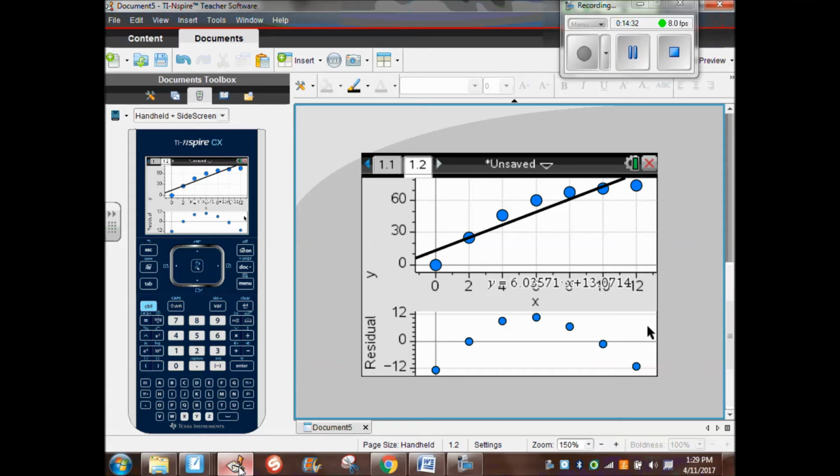Can you see where that first point came from? That one right there was 0, -13. And then the next one was 2, 0. Just so you see where these points are coming from. That one right there is 4, 9. And 6, 11. Like I said, just so you can understand where those points are coming from. We're almost there as to what this plot tells us about the model that we picked.